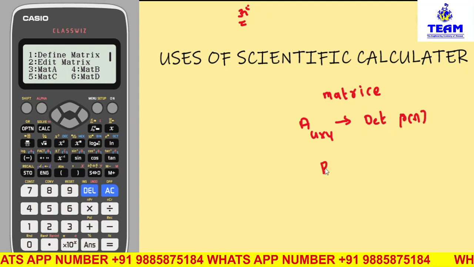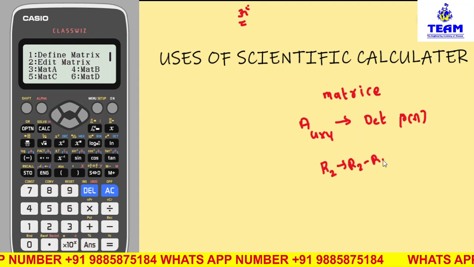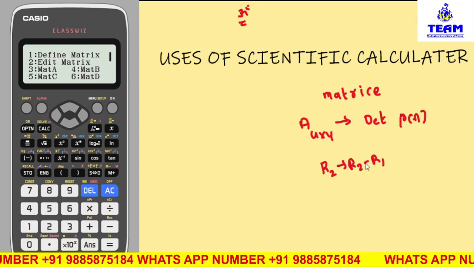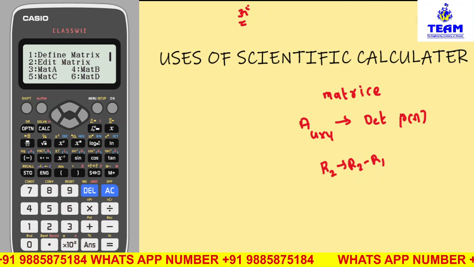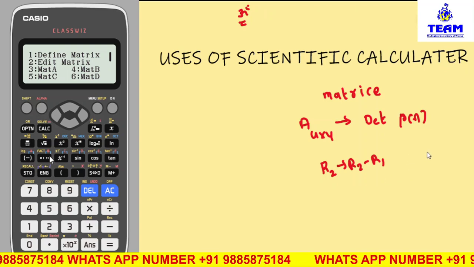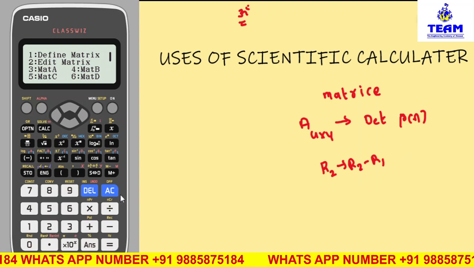Friends, you can also find the row echelon form, like R2 tends to R2 minus R1. You don't have R2, R1 keys, but we have some special keys. What are the special keys? You see A, B, C, D. Press alpha and this bracket, okay, press AC.